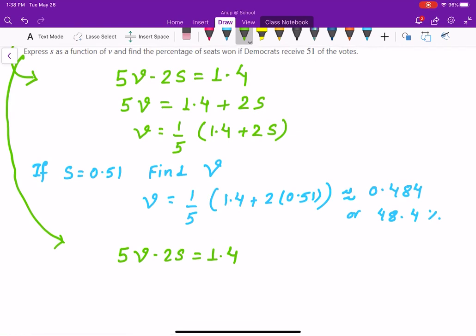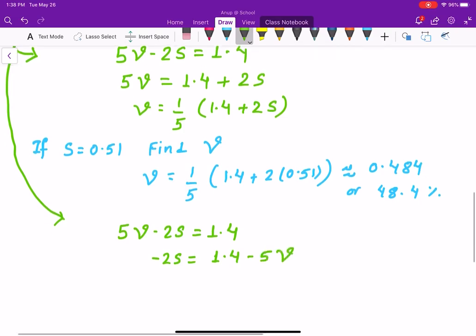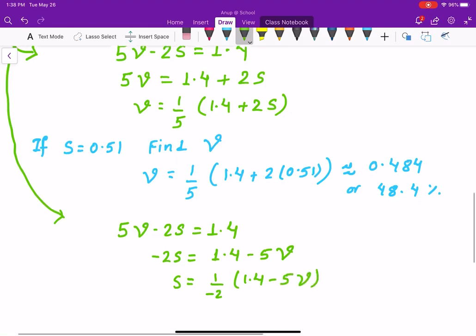What we can do here is write negative 2S on this side, subtract 5V, so we have negative 2S equals 1.4 minus 5V, and then divide both sides by negative 2. So we get S equal to 1 over negative 2 times (1.4 minus 5V). You can leave it like that or simplify a little bit, but this is one of the expressions.